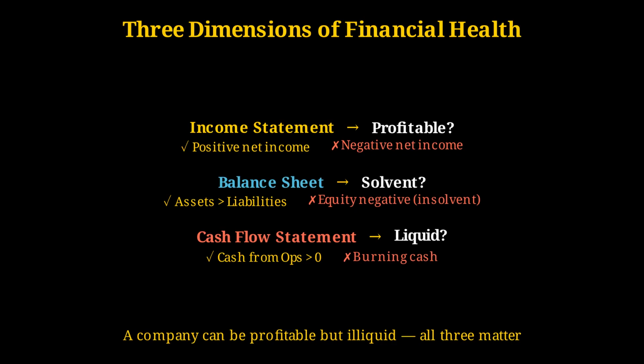You need all three. A company can be profitable but illiquid, making profit but running out of cash. A company can be solvent but unprofitable, has assets but losing money. All three dimensions matter. You cannot understand a company from one statement alone.